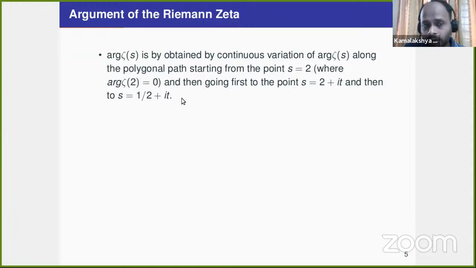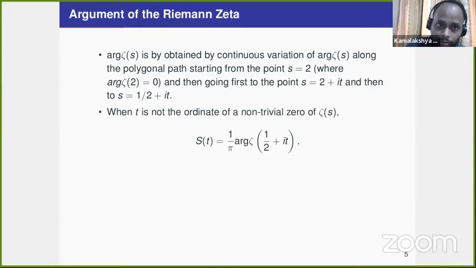In fact, we can define the argument of zeta(sigma plus it) in the same way. Not only on the half line, we can define it at any point in the critical strip. And once we define the argument of zeta, we define S(t), which is this normalization of the argument: 1 by pi times the argument of zeta(half plus it).